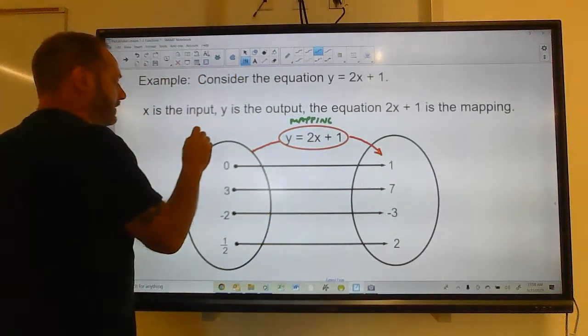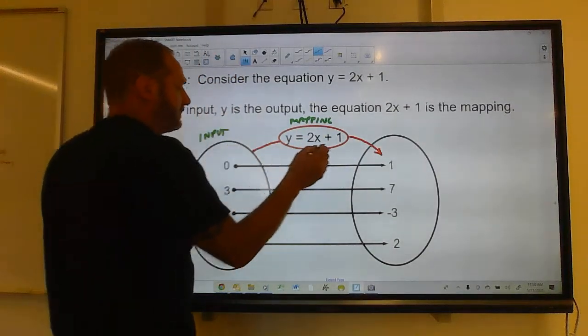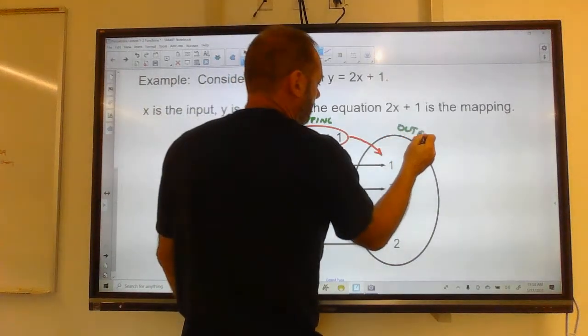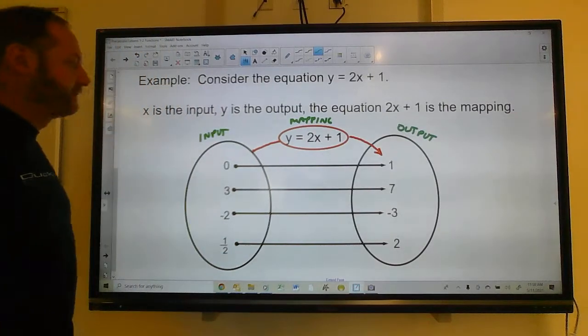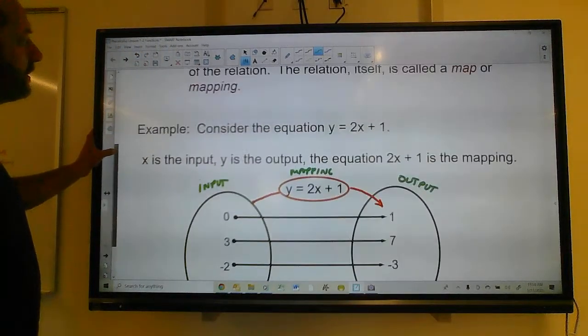This is my input over here. This is my output over here. This is my independent variable. These are my dependent variables. Okay.